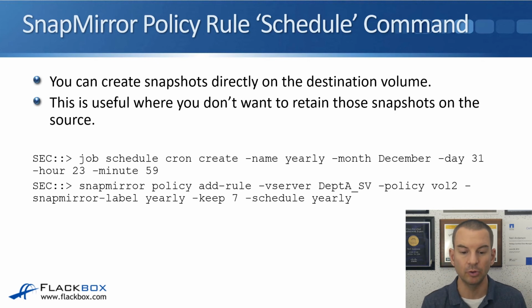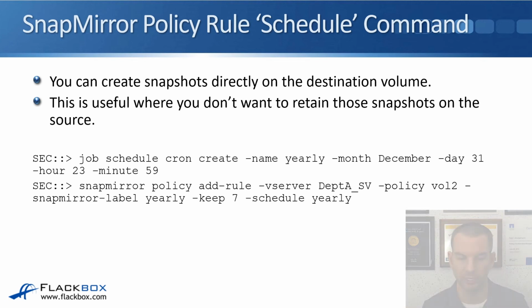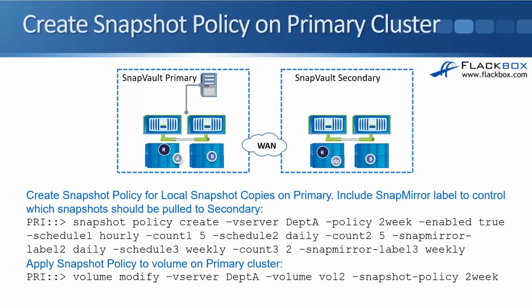So let's have a look back and summarize everything that is going to happen here now. Going back to the snapshot policy on the source side on the primary cluster. Over there, we're going to take hourly snapshots every hour. We're going to keep the last 5 of those. We're not putting a SnapMirror label on them because we don't want to pull them across to the SnapVault system. We're also taking daily snapshots and keeping the last 5 of those, and we're taking weekly snapshots, and we're keeping the last 2 of those. We do want to pull those over, so we've given them a SnapMirror label. We've given them a descriptive label of daily and weekly.